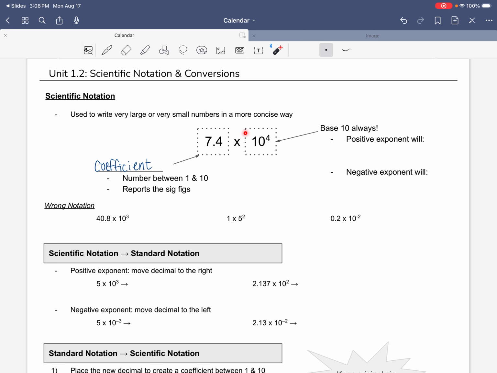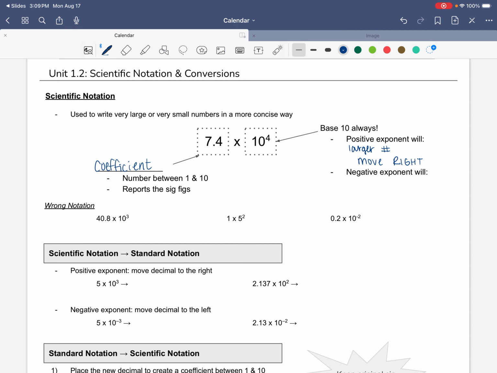The other part of our problem is always going to be a base 10. Looking at the exponent, we can make snap judgments about whether it is a large or small number. If we have a positive exponent, it's going to make the number larger. When we put scientific notation into standard notation, we'll see that we move the decimal to the right in order to make that coefficient a larger number.